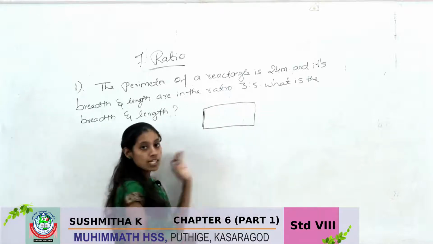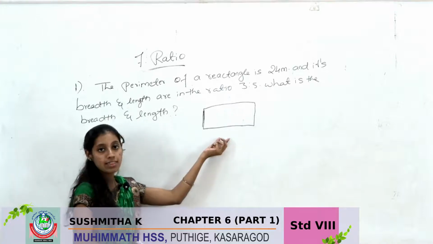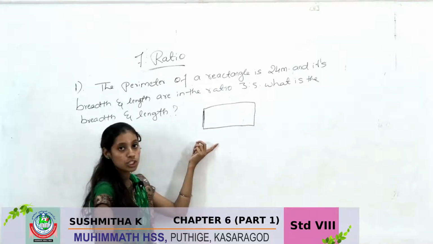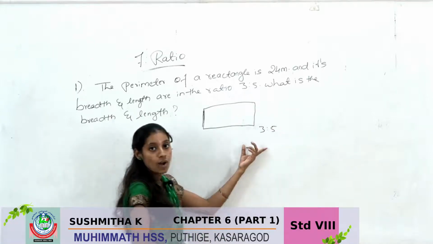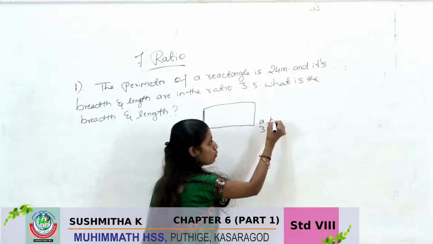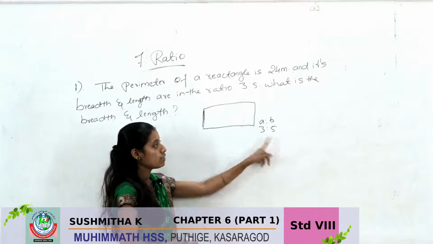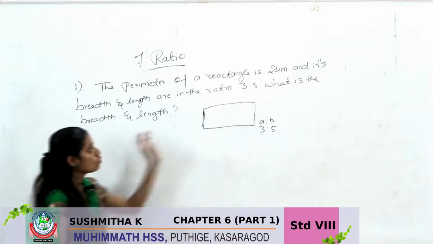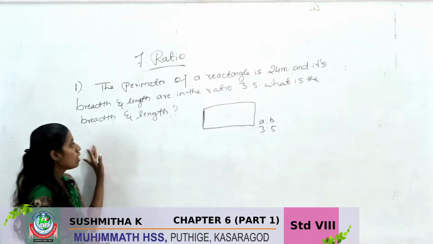So ratios are given. So we should find out how much the length and breadth are. Here the ratios are given as 3:5. That is, the quantities are A and B. Isn't it? A is to B is 3:5. Then we should find what is the breadth and the length.